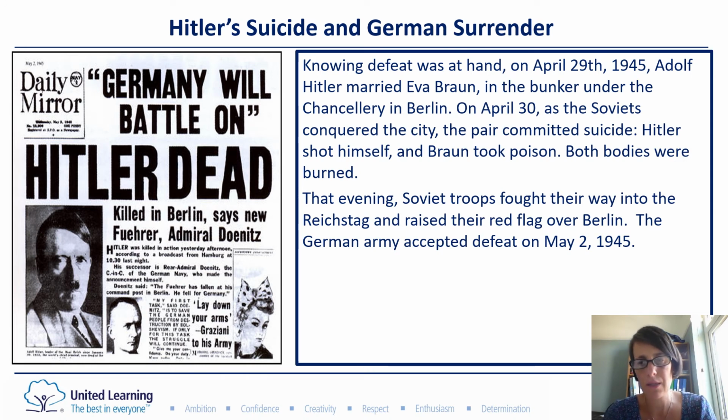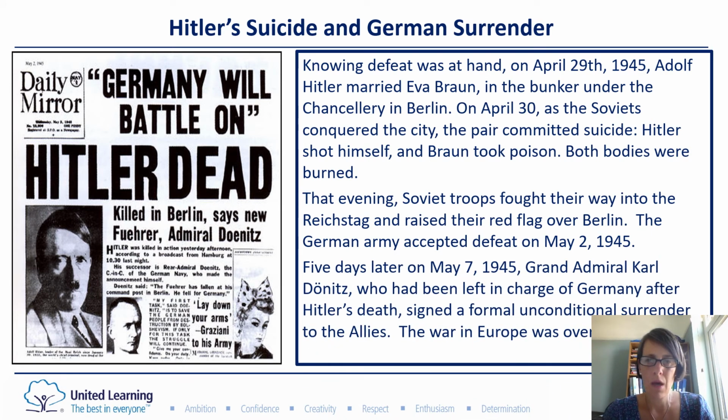So the country hasn't surrendered, the government hasn't surrendered, that new government hasn't surrendered, but the army stopped fighting. And then it takes 5 more days for Grand Admiral Karl Dönitz to surrender. But at that point, the war was over in Europe.